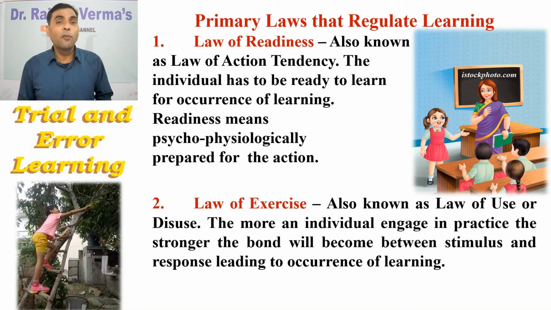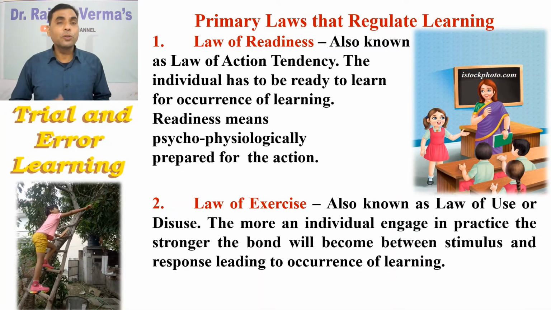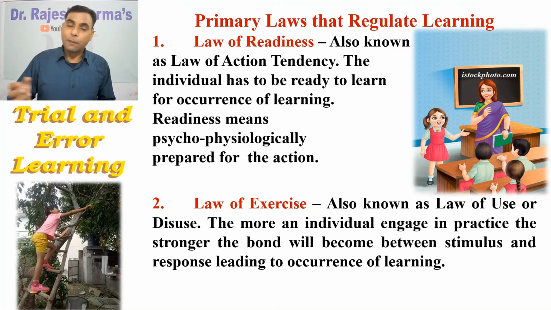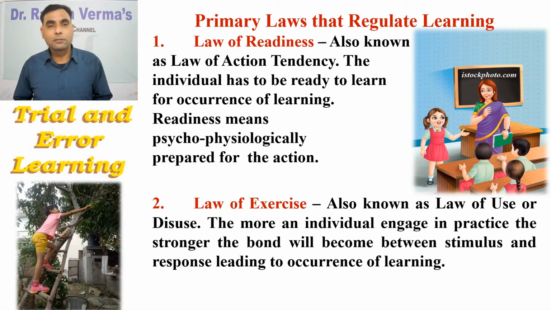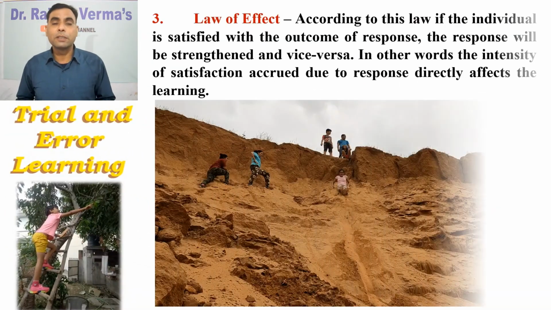The second was the law of exercise. It is also known as the law of use or disuse. Very simple. The more an individual engages in practice, the stronger the bond becomes between stimulus and response, leading to the occurrence of learning. Exercise by practice. Learning by practice. It means the more you practice the same phenomenon, the better the association between the stimulus and response will be, and learning will occur. So this was the second law. The third law is there on your front screen.